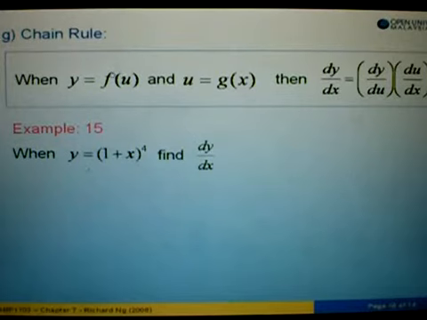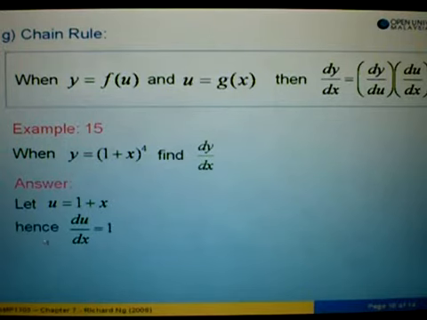So in this case, when y is equal to 1 plus x to the power 4. So the first thing is, let's assume that this 1 plus x is replaced by u. Alright? So let u equal 1 plus x. So from here, first step is to find du compared with x. So du over dx, we cannot differentiate a constant because a constant will give us 0. And when we differentiate 1x, the answer is 1. Okay?